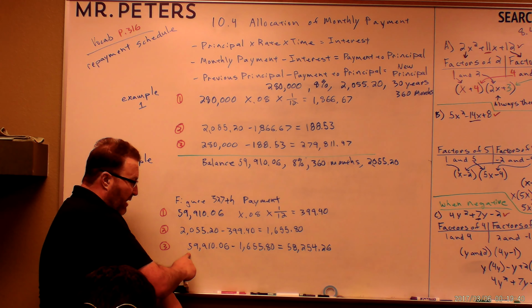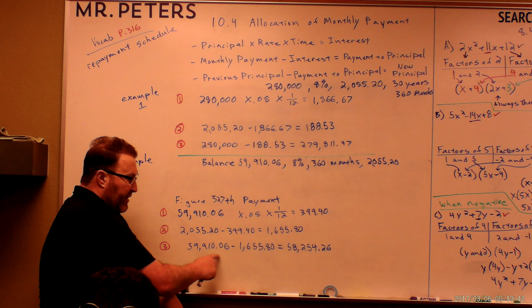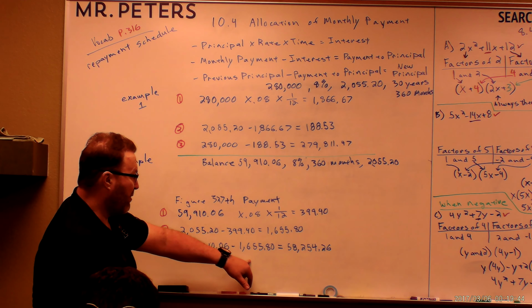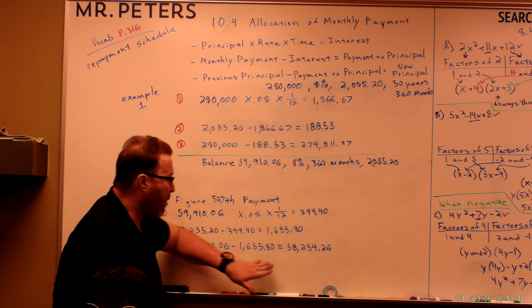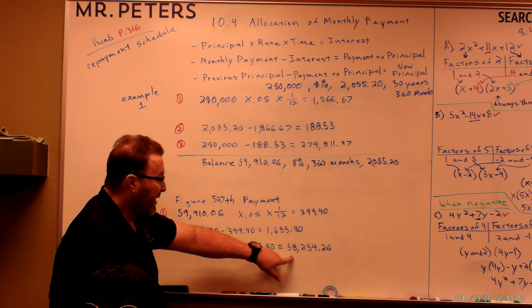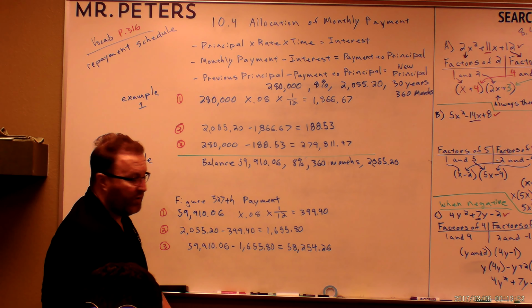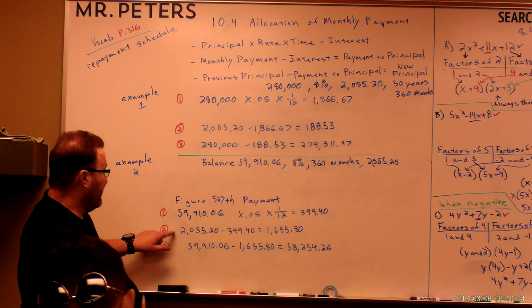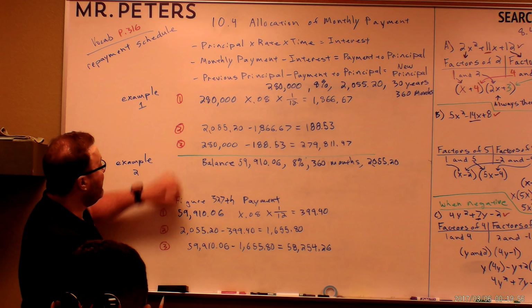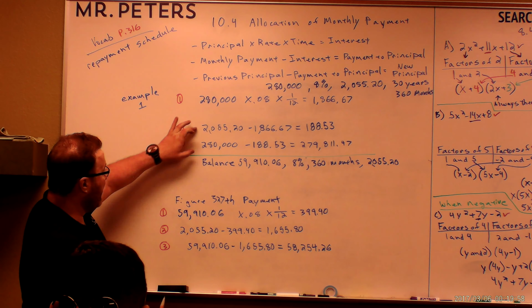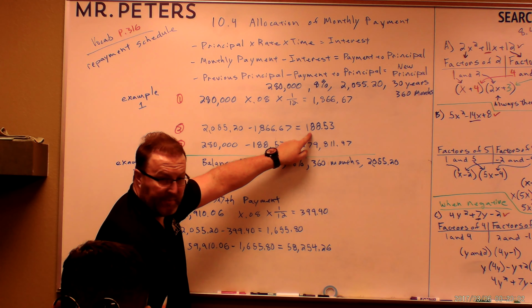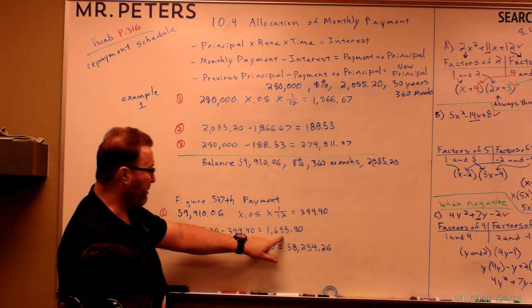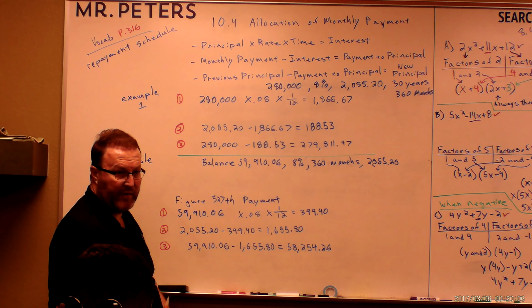So we take the original balance of $59,910.06 and subtract the $1,655.80, and now the amount that they owe after this payment is made is $58,254.26. Now notice something. You see this payment amount? This payment amount is exactly the same, isn't it? So look how much is being applied to principal here, and look how much is being applied to principal here. Why do you think that is?